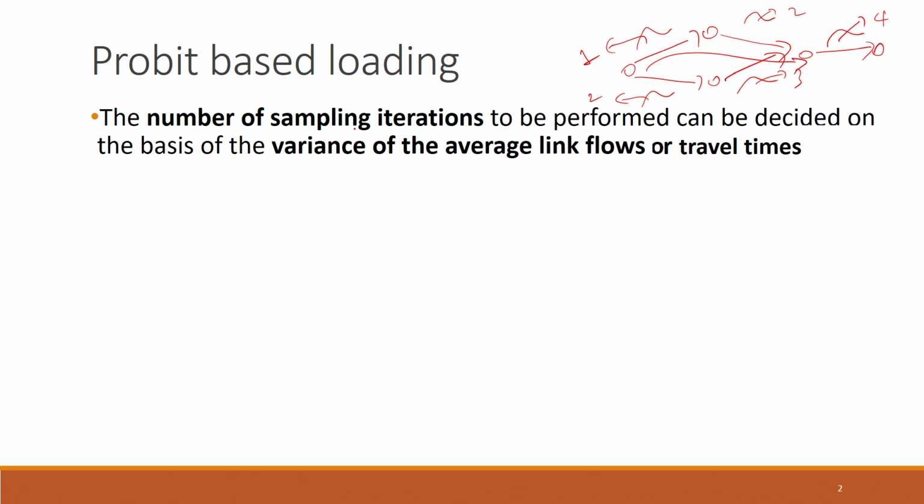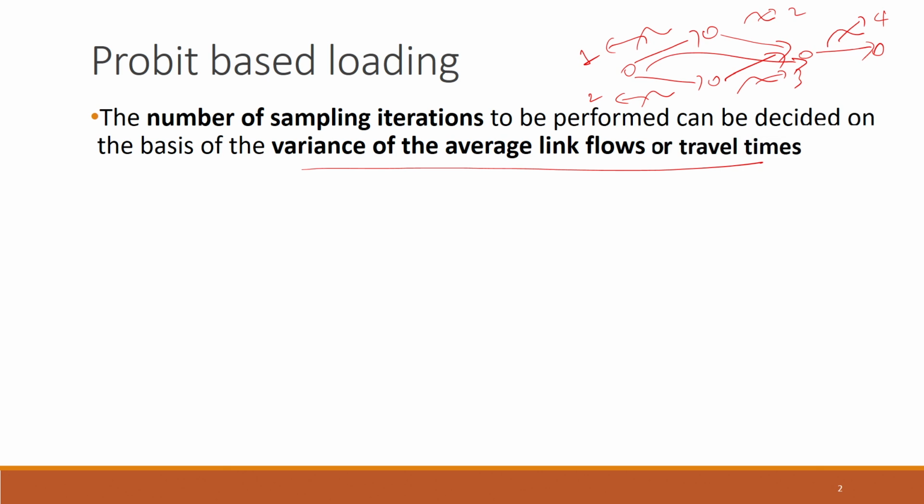One thing is, when do we decide to stop? We can decide to stop when we observe that the variance of the average link flows is not changing that significantly. Suppose for every link we will be getting a value of the perceived travel time in each iteration, and after the end of every iteration we determine the average link travel time for every link. When we realize that the variance of this average link travel time distribution is not changing that much, then we can decide that no further iterations of this Monte Carlo simulation should be done.